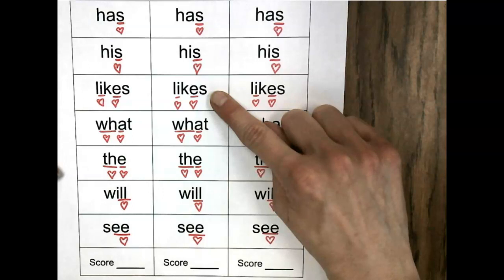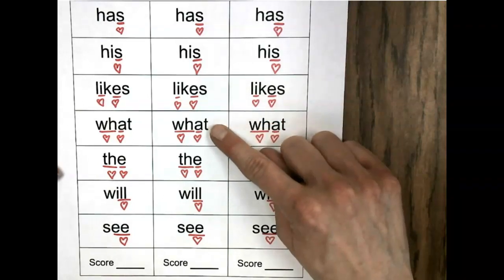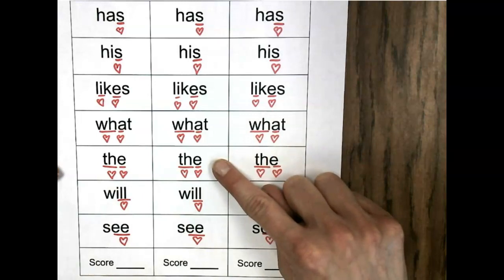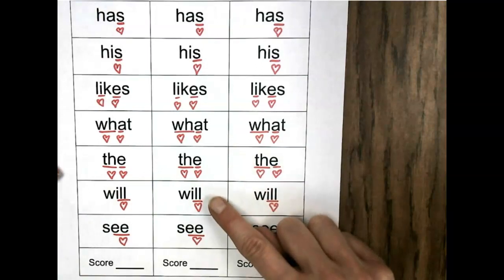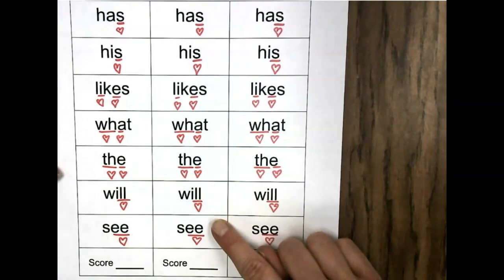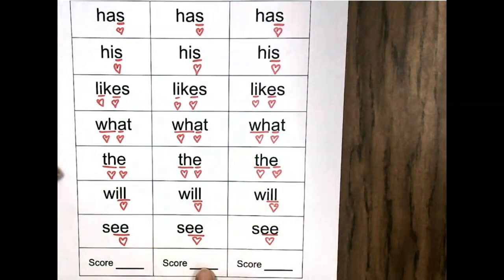Likes. Say the word. What? Say the next word. The. Say the word. Will. Say the word. See. Now count up how many of these words you had correct and write the number here where it says score. Look and see if you got more words correct than the first time you did it.